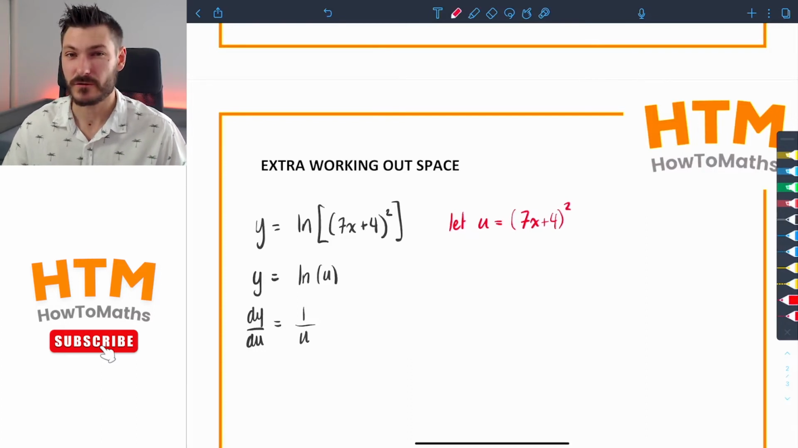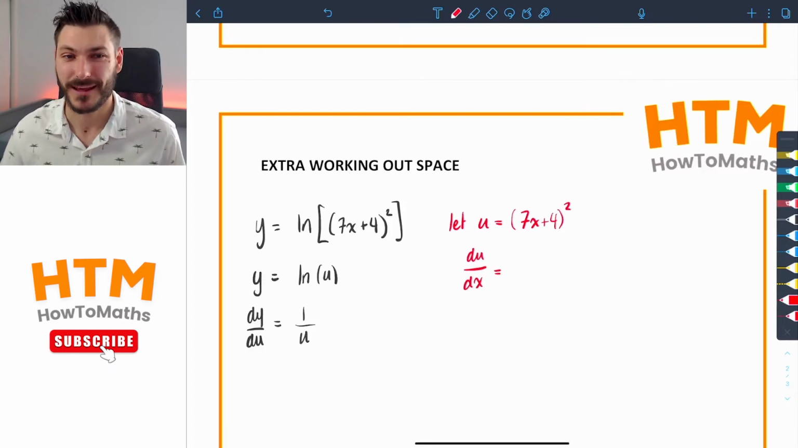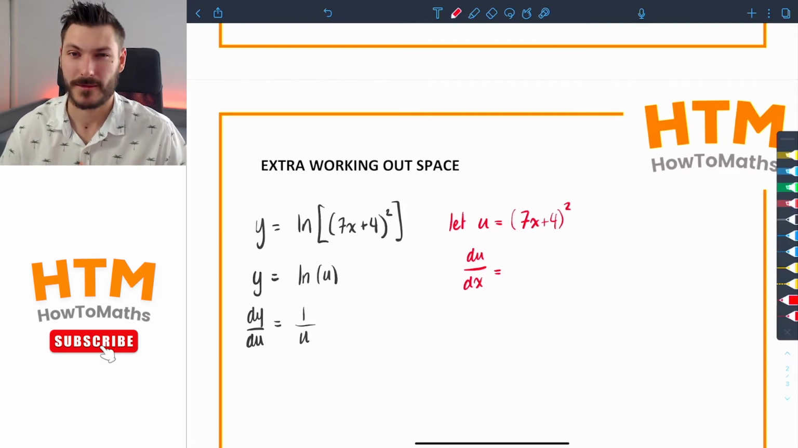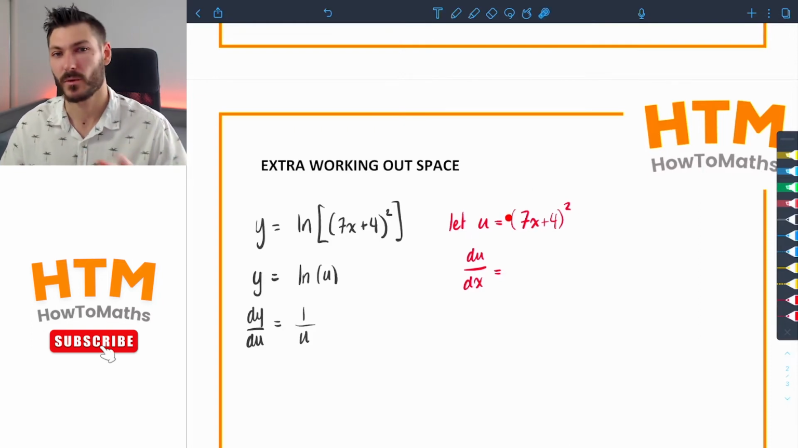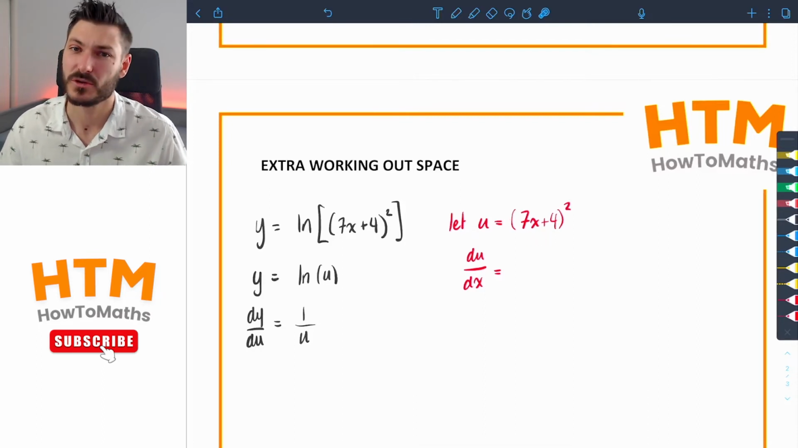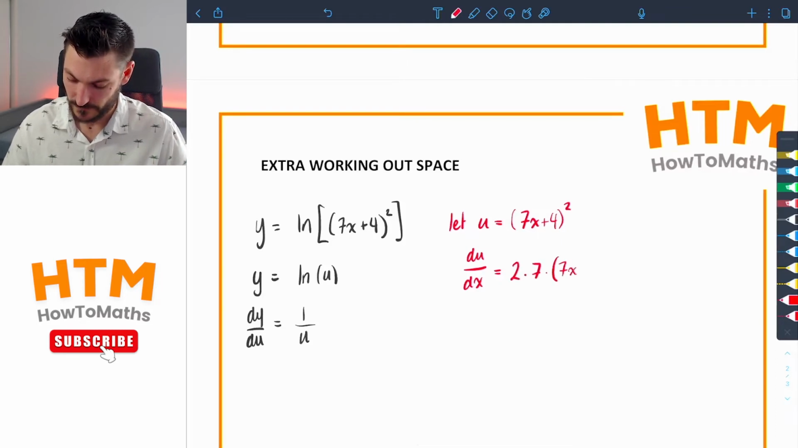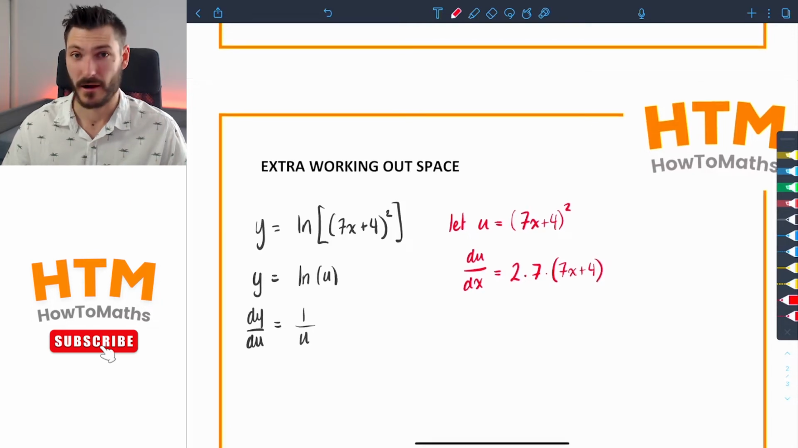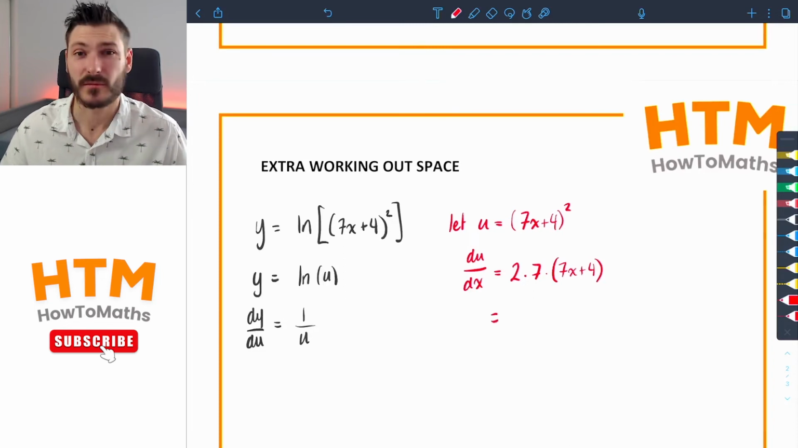Now we have to derive this u function with respect to x. So du/dx is equal to, now we could do the chain rule again, but hopefully we're getting to a point in our mathematics where we can do this sort of chain rule in our minds, where this 2 comes down the front, and we multiply by the derivative of the inside, which is just 7. So we're going to get 2 times 7 times (7x plus 4), to the power of 1, because that power drops from 2 to 1. We just won't write that though.